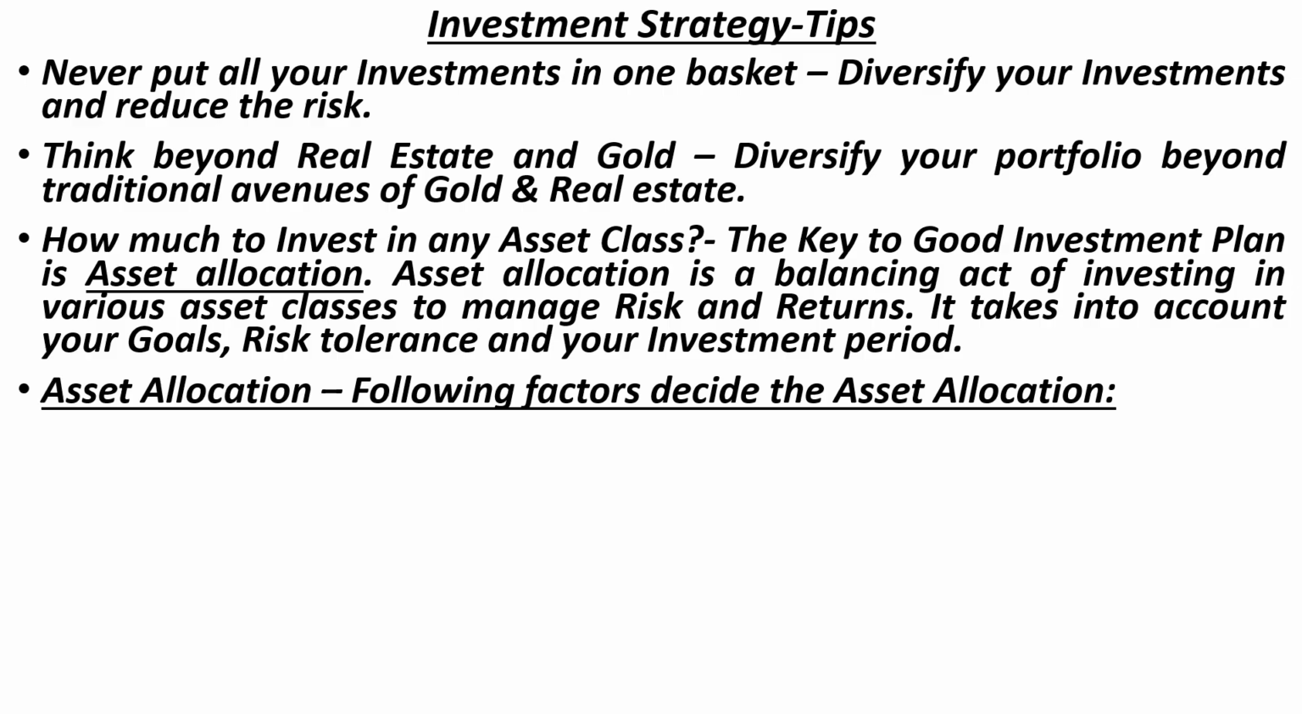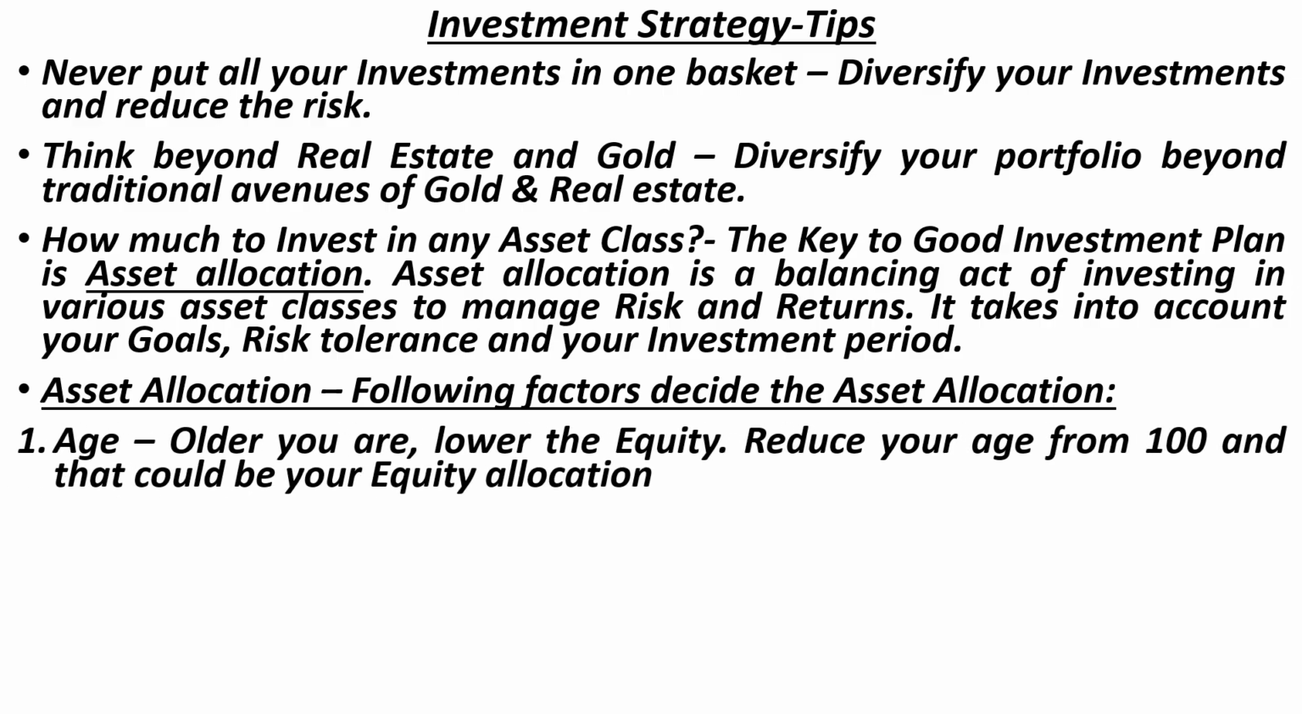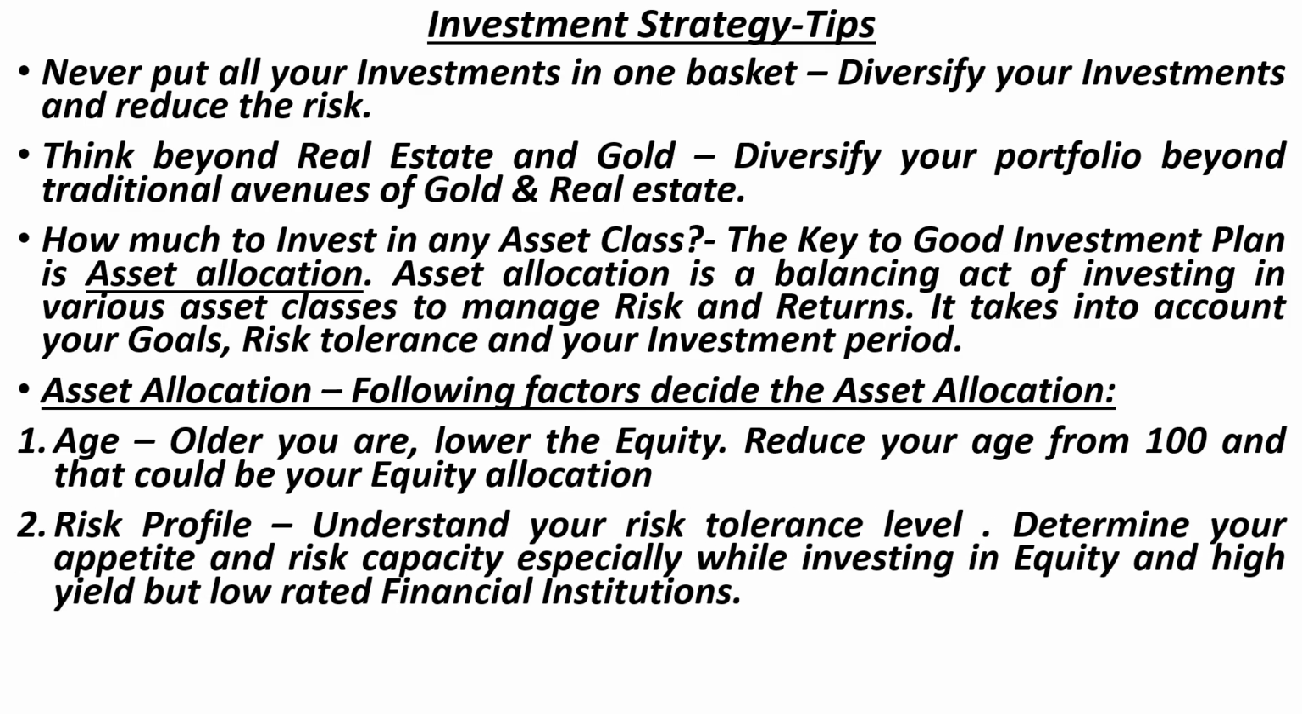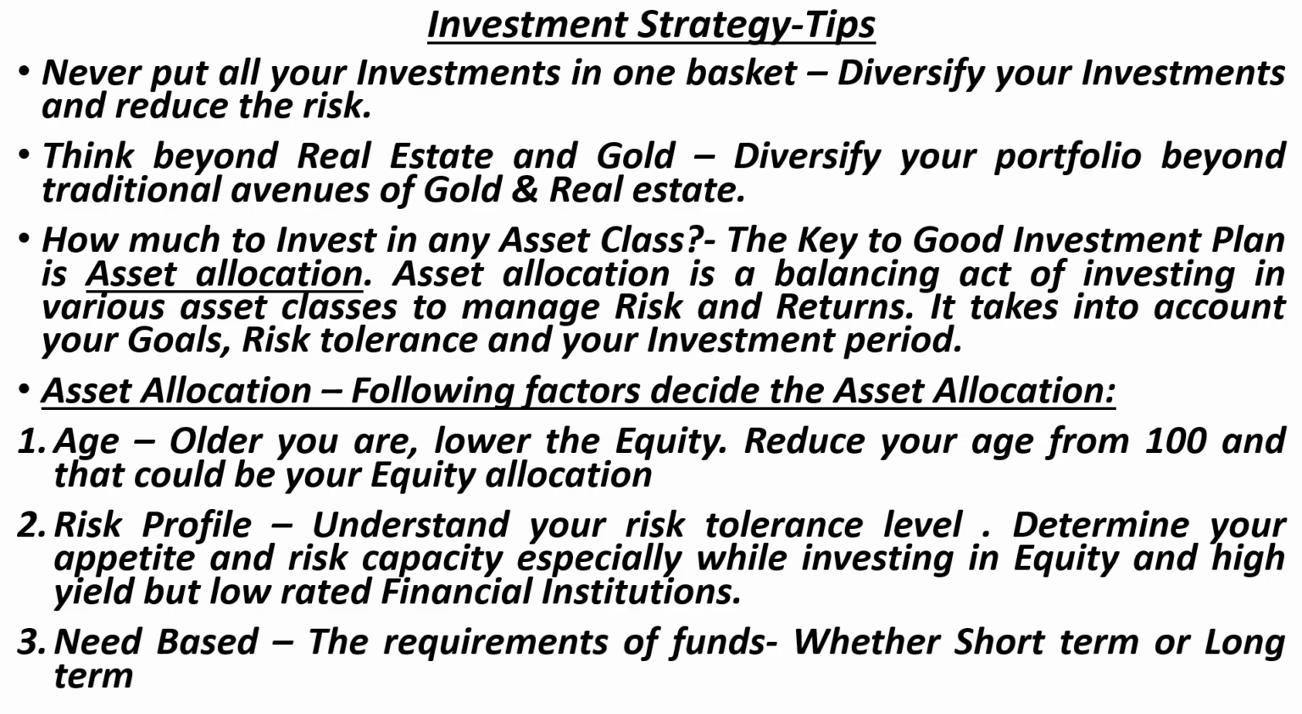Asset allocation. Following factors decide the asset allocation. Age. Older you are, lower the equity. Reduce your age from 100 and that could be your equity allocation. It is a percentage of investment in equity. Risk profile. Understand your risk tolerance level. Determine your appetite and risk capacity, especially while investing in equity and high yield but low rated financial institutions. Need based. The requirement of funds, whether the funds are required for short term or for a long term.